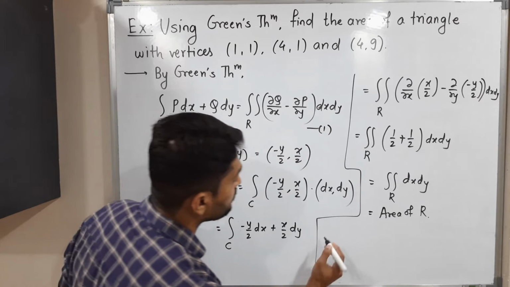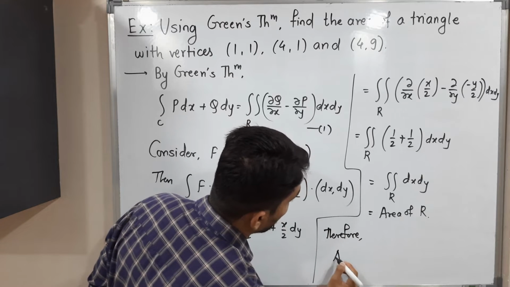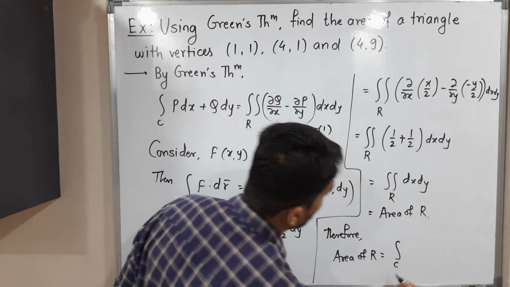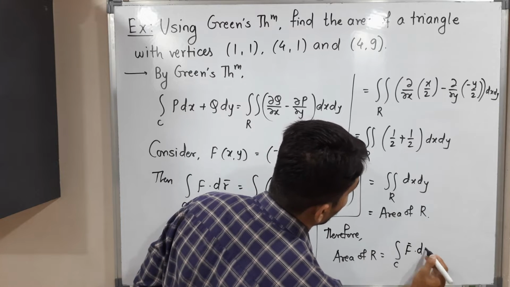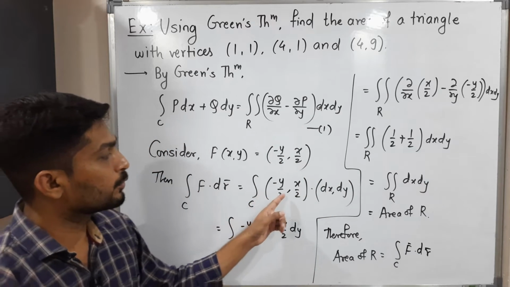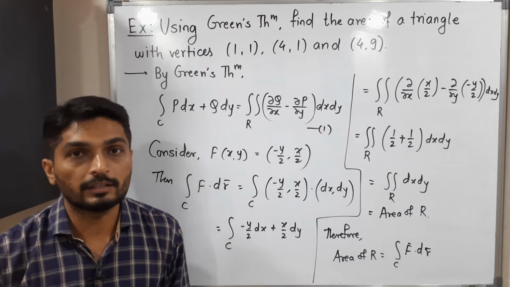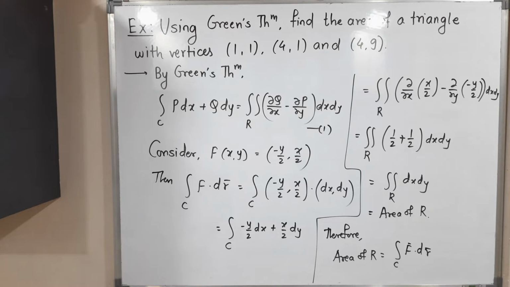Let me write here. Therefore, area of R is equal to the line integration over C of F bar dot dr bar, where F bar is equal to minus y by 2 comma x by 2. So this is the formula we have. With the help of that we can find the area of region R. So make a screenshot of it first, then I will go further.